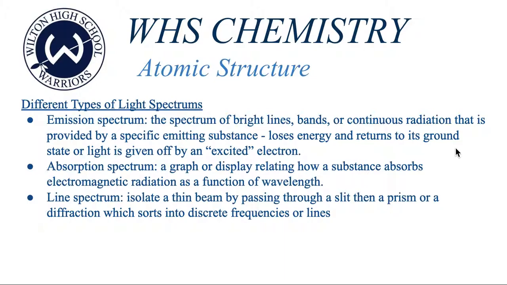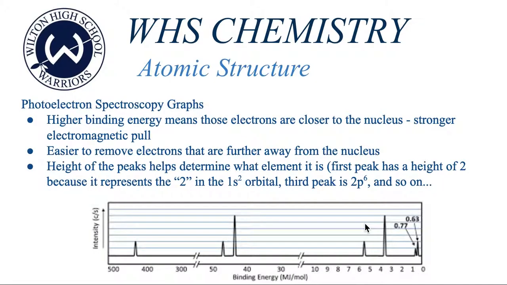Absorption spectrum is a graph or display relating how a substance absorbs electromagnetic radiation as a function of wavelength. Line spectrum is when you isolate a thin beam by passing it through a slit, and then a prism or a diffraction grating sorts it into discrete frequencies or lines. So this is also something that is a little important.